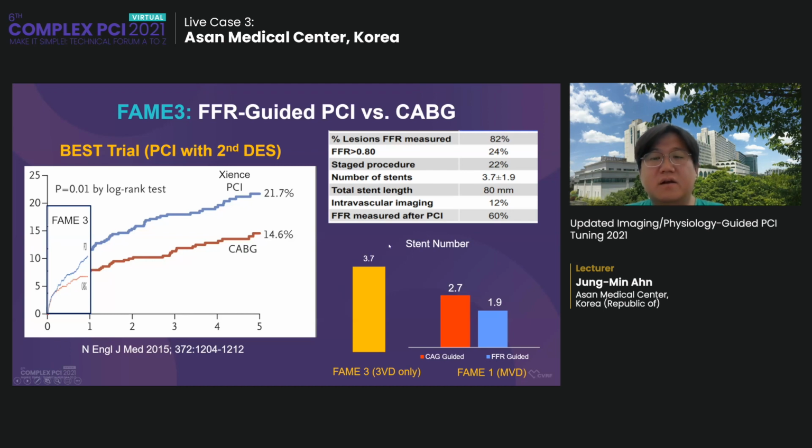So I think the FAME 3 trial was designed in a complex region to compare PCI versus bypass surgery. My interpretation is that for patients with truly, functionally triple vessel disease, based on the FAME 3 trial, bypass surgery would be one option. But even in a multi-vessel disease population, if you measure the FFR, only 10% of patients have truly triple vessel disease, and more patients could be treated medically.